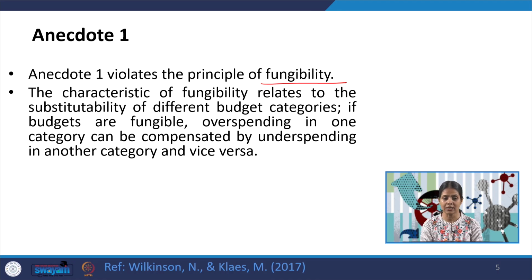Of course, as you understand, when the budget is more stringent, there are more violations of fungibility. People actually need to be more particular about their spendings, on which head they are spending how much. Now, a violation of fungibility here refers to the fact that we consider that labels are associated with money. So, the amount that is earmarked for grocery should be spent on grocery, not more than that.